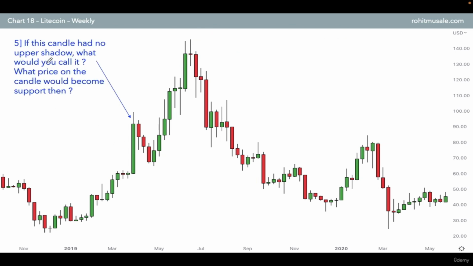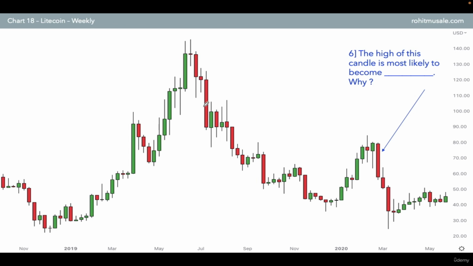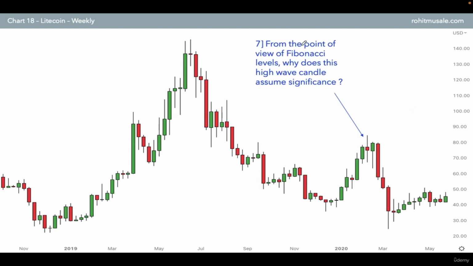Number 5, if this candle had no upper shadow, what would you call it? What price on the candle would become support then? So this long green candle. Number 6, the high of this candle is most likely to become what and why? So you have to fill in the blanks. This candle. Number 7, from the point of view of Fibonacci levels, why does this high wave candle assume significance? So, from the Fibonacci level point of view, why is that candle very important?